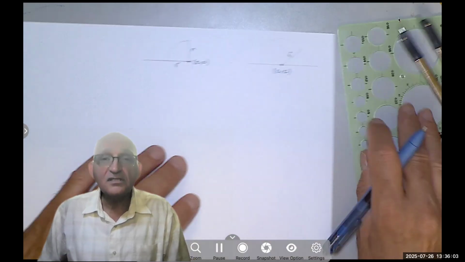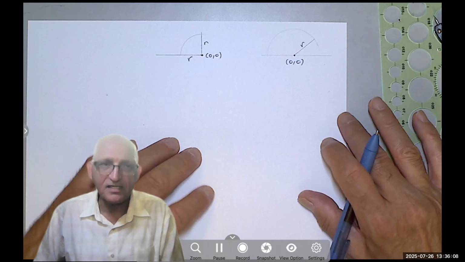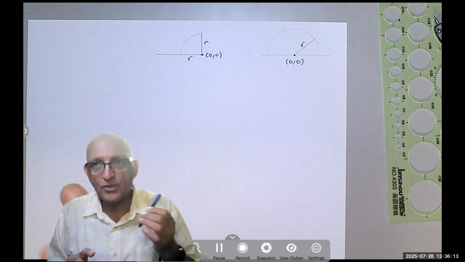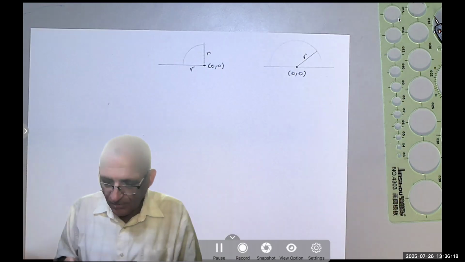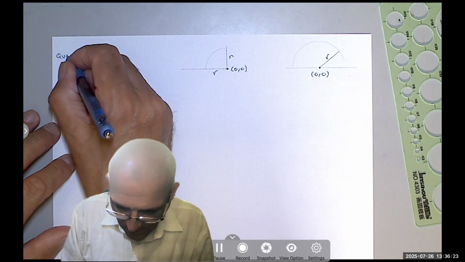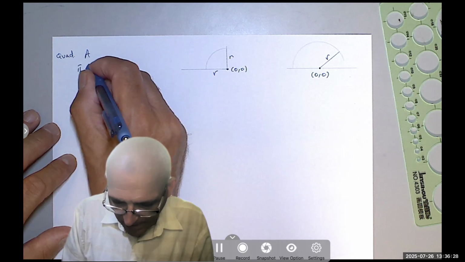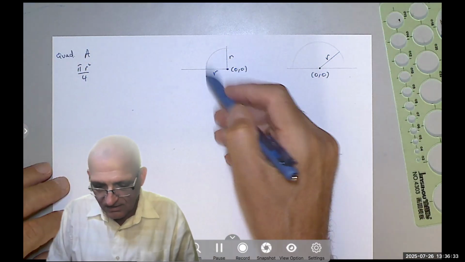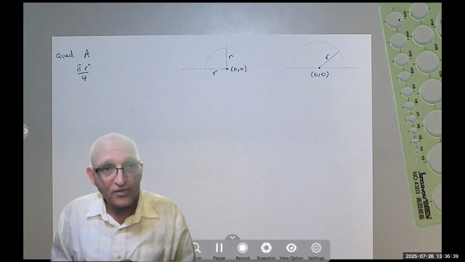We can use, I think we can use, not I think, I know we can use integration to find that, but for now, I'm going to say, here is a quadrant. So the area, of course, is pi r square over 4, because the whole circle is pi r square. If it's a quadrant, a quarter of a circle, then it would be pi r square over 4.